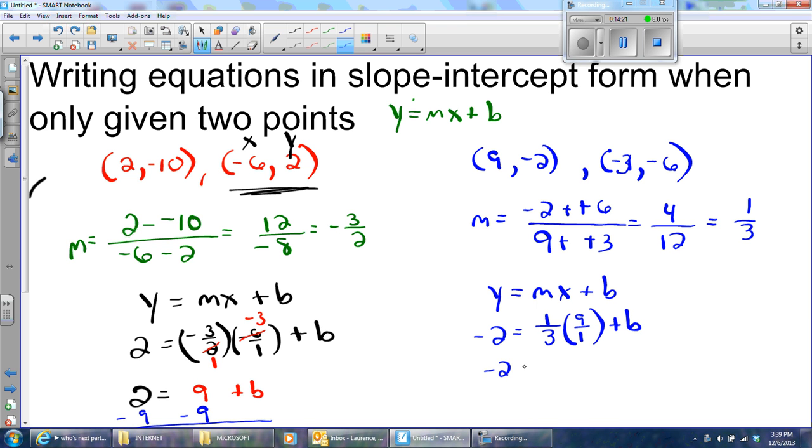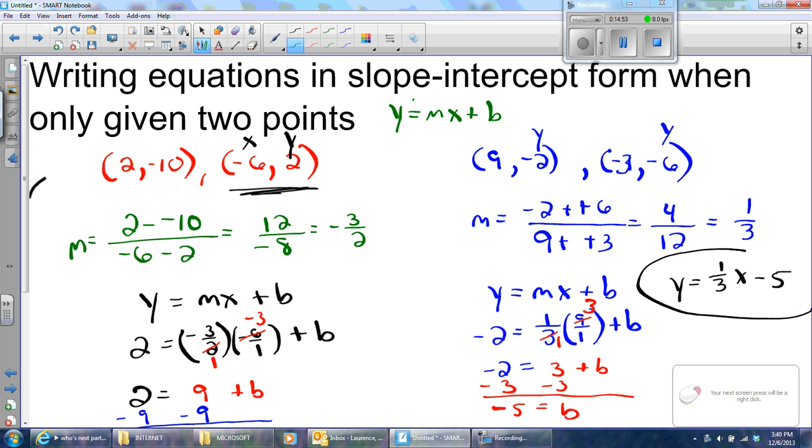How did I know y was negative 2? I have two y possibilities. I could use that one, or I could use that one. I chose the negative 2. Why? It looked easier to me. That's my only stipulation. If you think the other one looks easier to you, that's wonderful. So then I will subtract 3 from both sides, and I'll get negative 5 equals b. And so now I can write my equation as y equals 1/3 x minus 5.